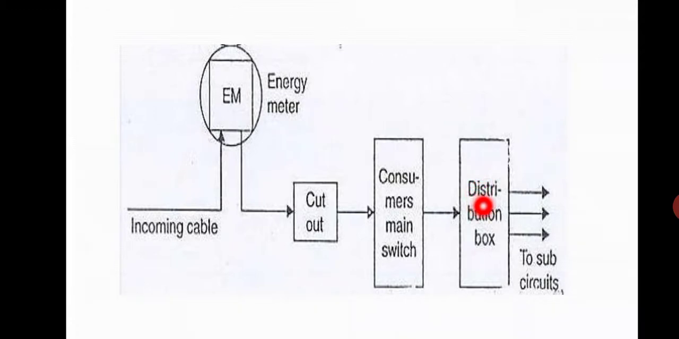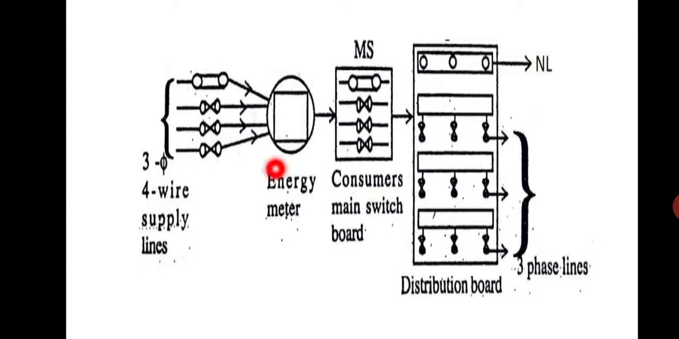Okay, so this distribution box is being given to this sub-circuit. The distribution box consists of lots of MCBs. This is a 3-phase 4-wire supply, so these pins we can call R, Y, B and neutral. Then it will be given to the energy meter.